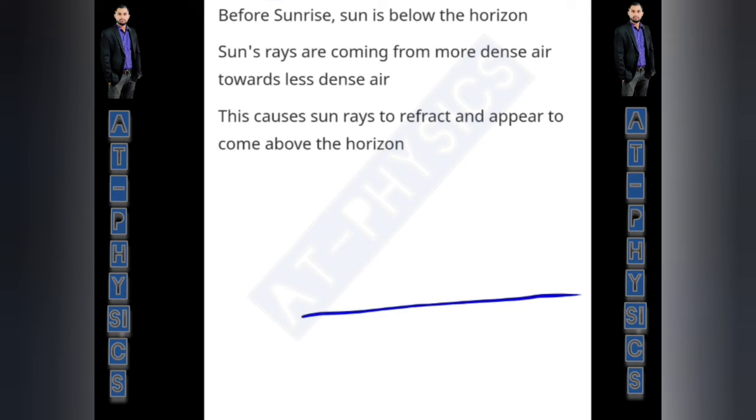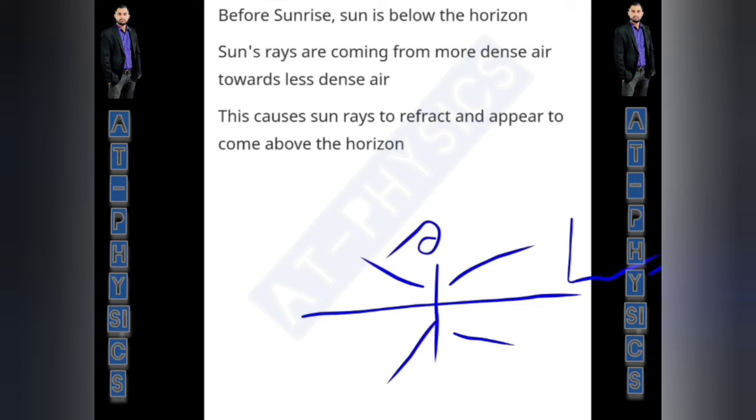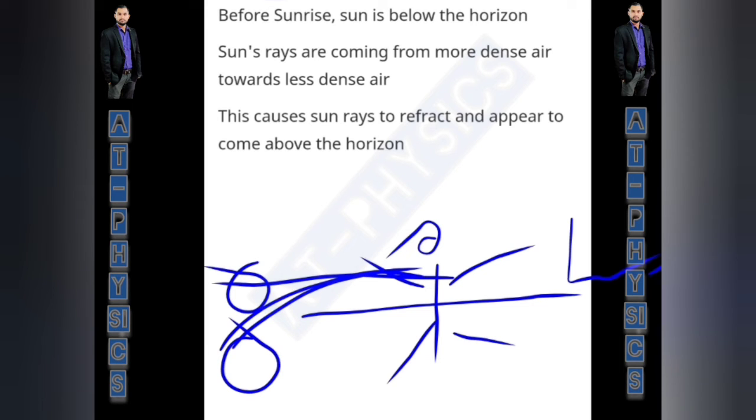This is the line of the horizon, and here is a person who is an observer. The sun is actually here, but due to the different atmospheric layers it bends. The sun is a star, and it looks to be at a higher position than where it actually is. So this is called advanced sunrise.